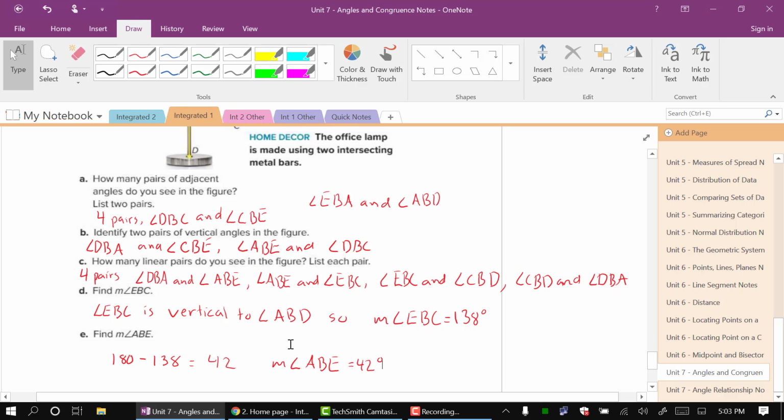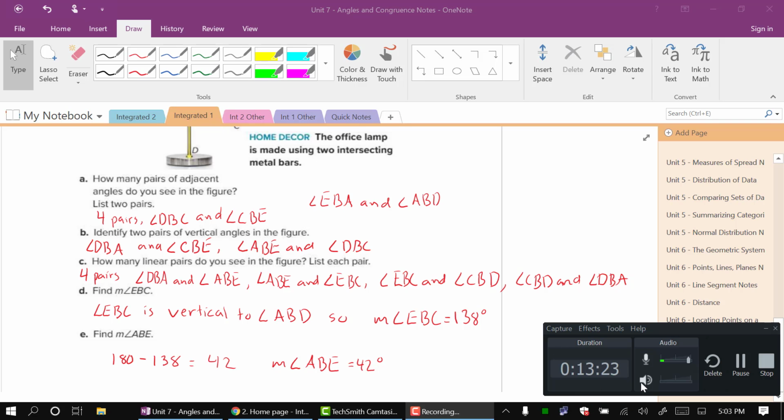So go ahead and write a summary of what we learned today with angles and congruence. What makes up an angle? How can congruence help us out? And then use these notes to help you answer the practice questions today.